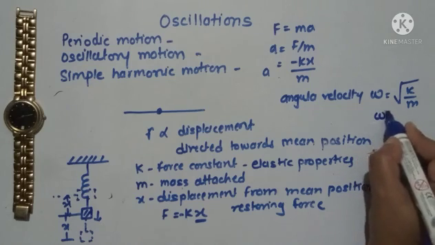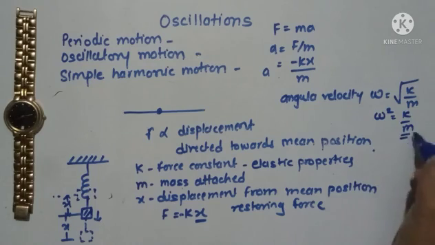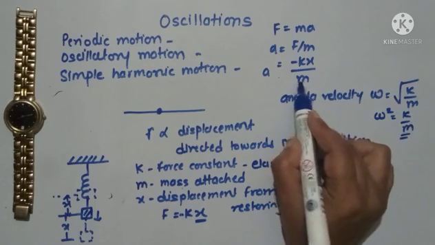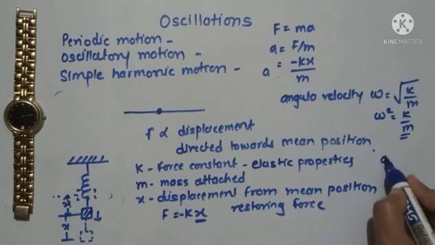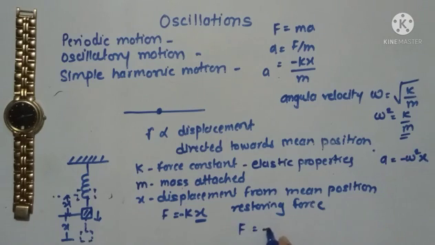Or I can also write omega square is equal to k upon m. Now if I put the value of k by m as omega square here, I can write a is equal to minus omega square x. Now see here, F is equal to minus k into x, and a is also equal to minus omega square x.